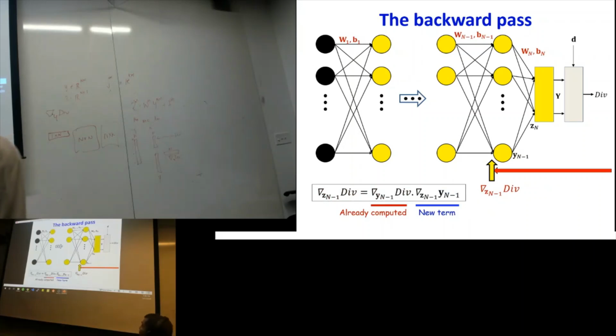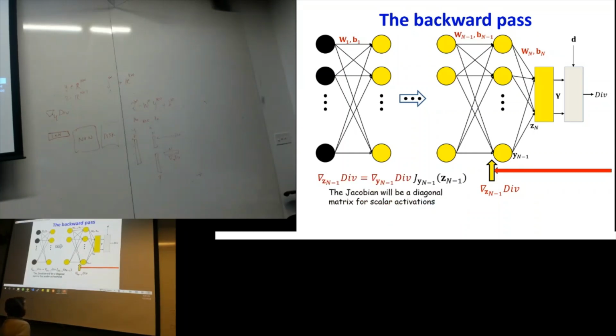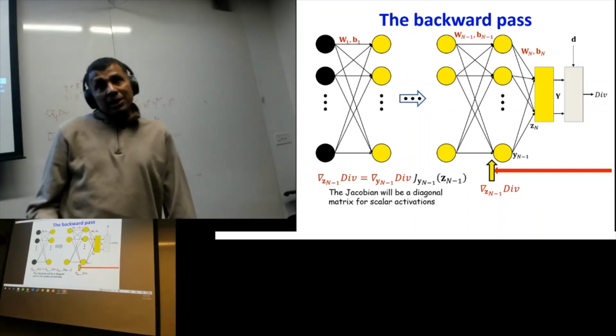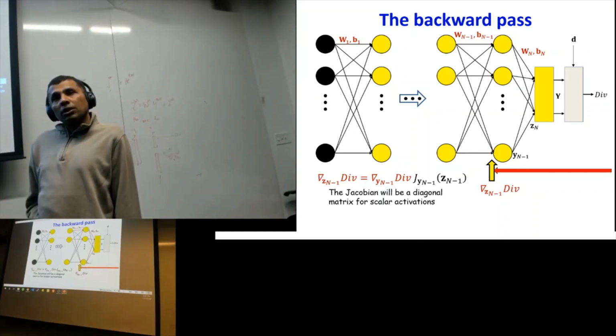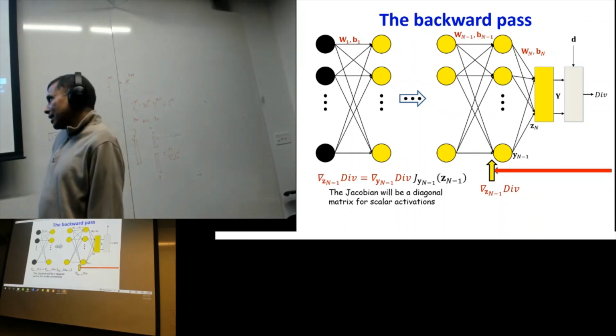Now, having done that, I can take a step back and compute the derivative of the divergence with respect to the previous z, which is simply the derivative of the divergence with respect to y, which has already been computed, times the derivative of y with respect to z. And this second term is simply the Jacobian of these activations. And so I can just write down the Jacobian matrix over here. The Jacobian matrix is going to be diagonal because I'm assuming that all of the activations are scalar.